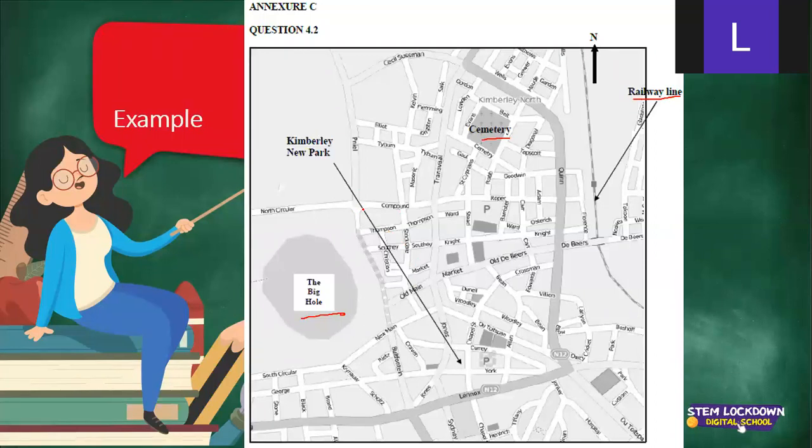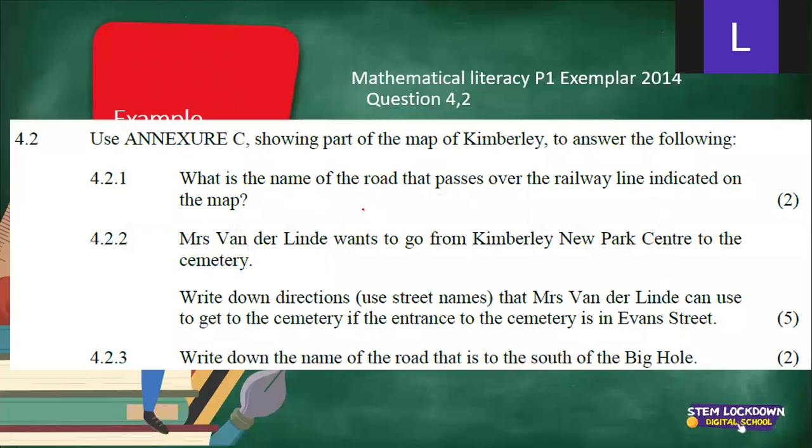Should you not see properly, I'll enlarge this map. Okay, let's go to questions. This is actually an activity we're doing together, me and you. Number 4.2.1. Let's read the statement. Use the map showing part of Kimberley to answer the following questions. The town is Kimberley, so underline that. They can ask you, what town is this?